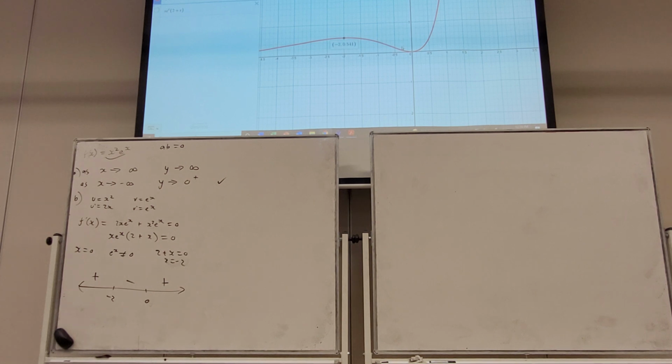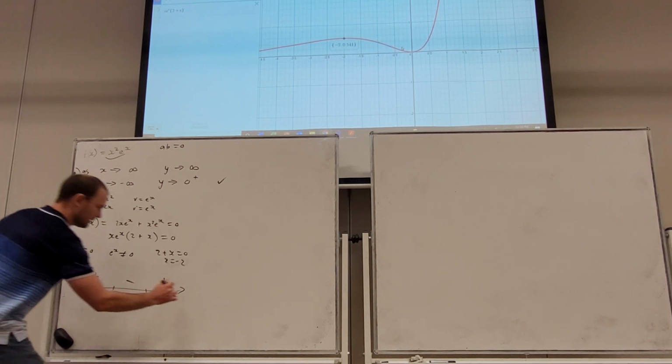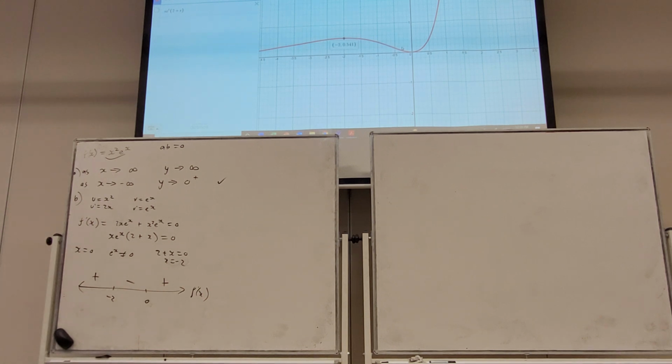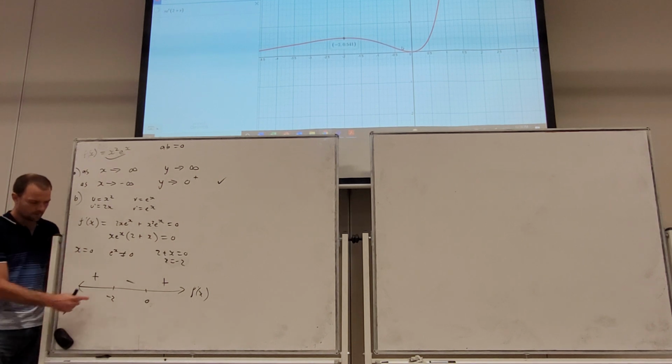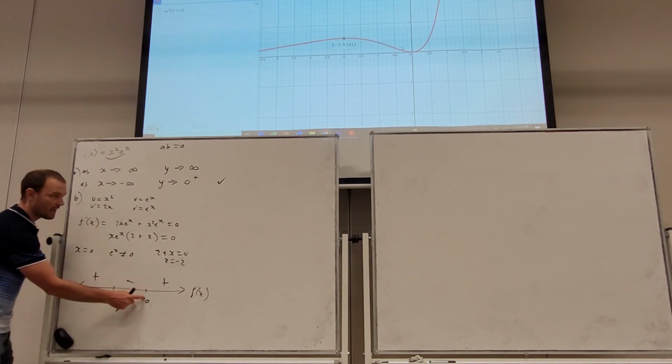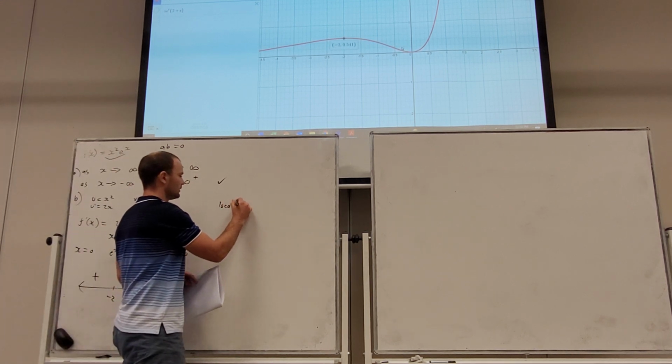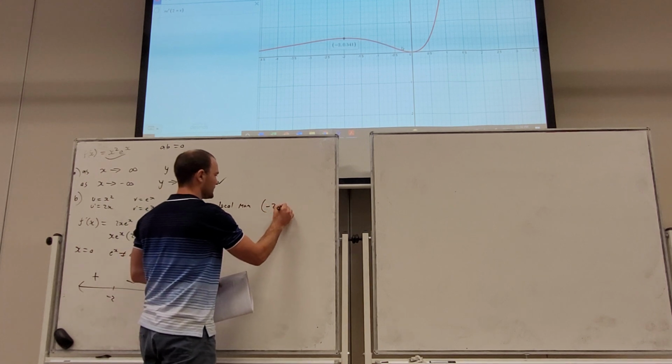So we have successfully answered part B. I'll just label that. All right, part C. Hence, state the coordinates of any stationary points. Stationary points occur when the first derivative is 0. The first derivative is 0 at minus 2 and 0. So we have a local max at x is minus 2.